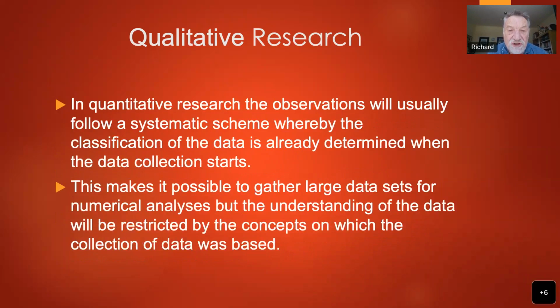In quantitative research, the observations will usually follow a systematic scheme whereby the classification of the data is already determined when the data collection starts. What that means is that you will design the research to say, right, this is what we're looking at. This is the research question. This is how we will gather the data, and this is how we will analyze it. That's all determined before you start the research. It makes it possible to gather large data sets for numerical analyses, but the understanding of the data will be restricted by the concepts on which the collection of data was based. So once you've set what the research question is, that's really what you will be looking at, and you can't really change that. Next slide.